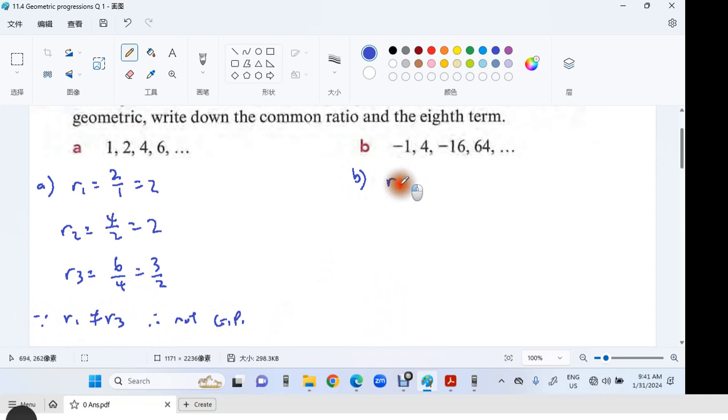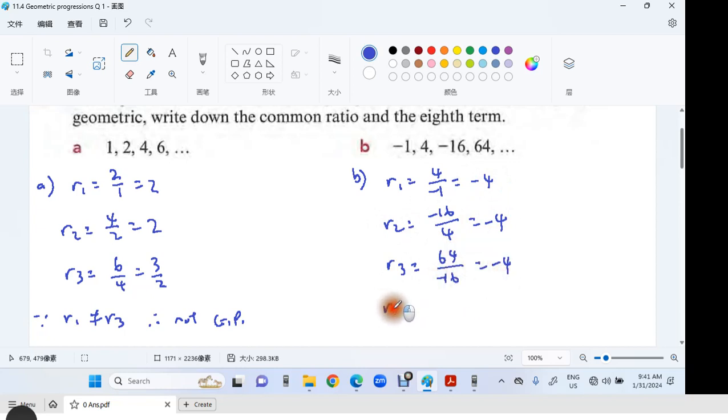B, R1 is 4 over negative 1, that is negative 4. R2 is 16 over 4, negative 4. R3, 64 over negative 16, that is negative 4. So R1 equal to R2 equal to R3 equal to negative 4. Therefore, it is a geometric progression with the R equal to negative 4.